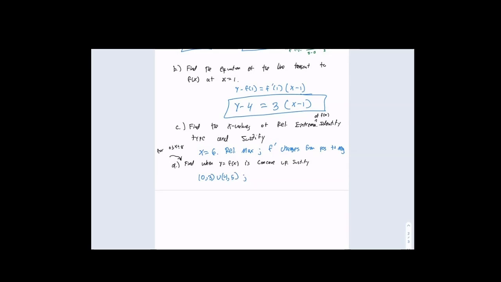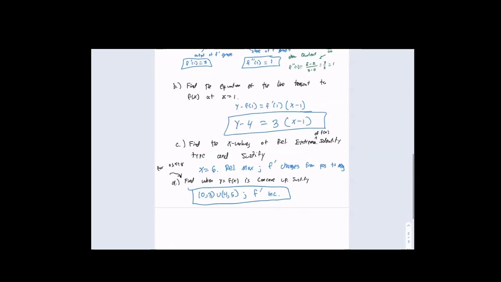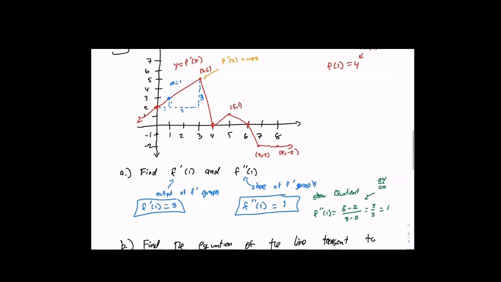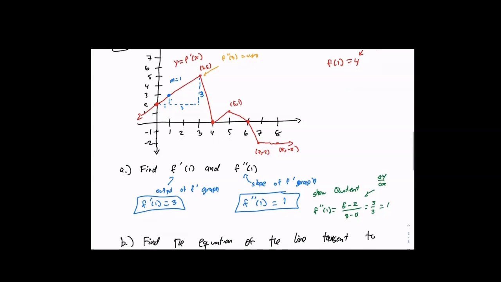And the reason why the function is concave up is because f prime, that graph that we were given, is increasing. The function f is concave up when f prime is increasing. When is f prime increasing? Well, this is the graph of f prime, so when this graph is increasing. That's it. And you can talk about concave down, 3 to 4, union 5 to 7.